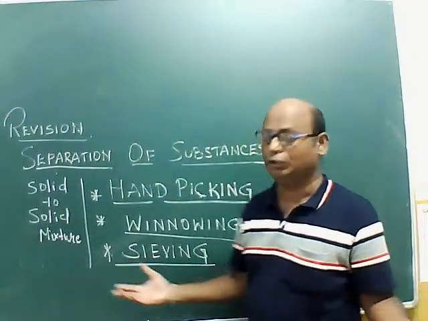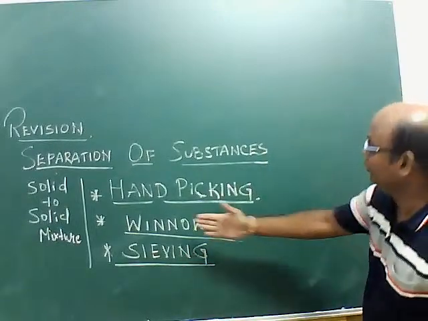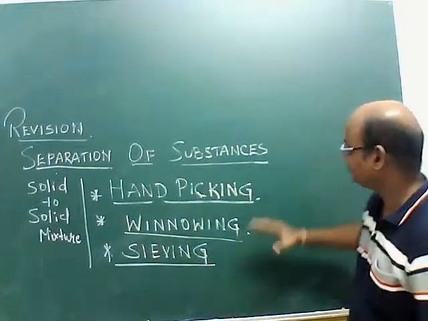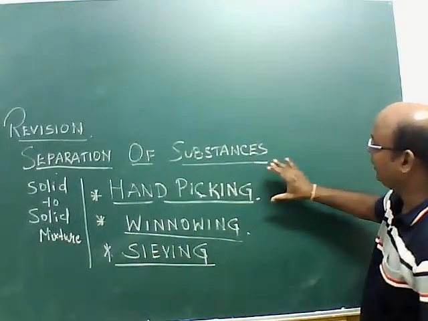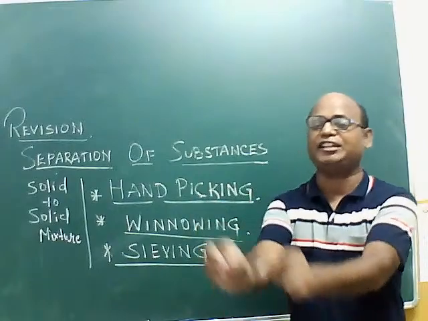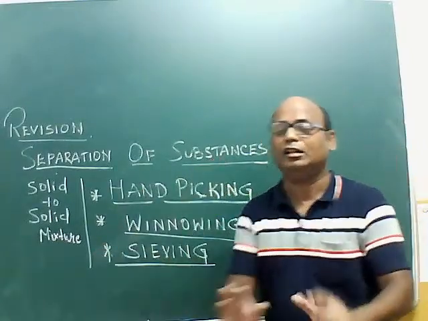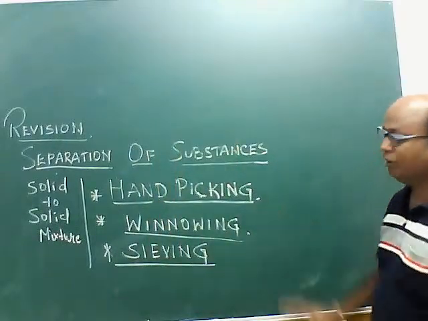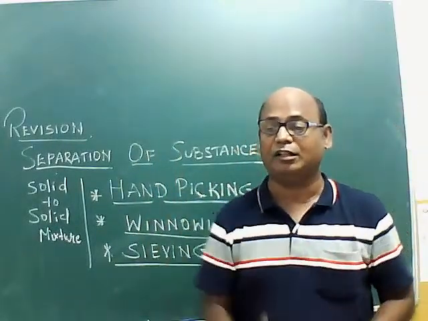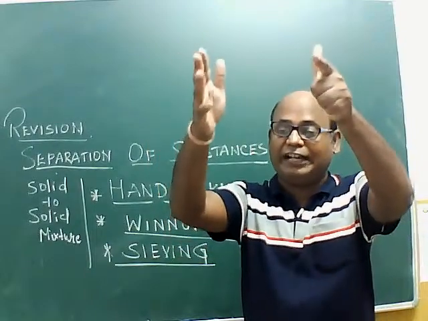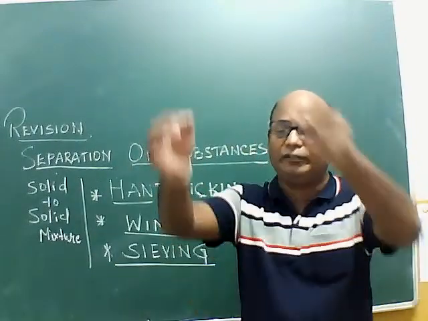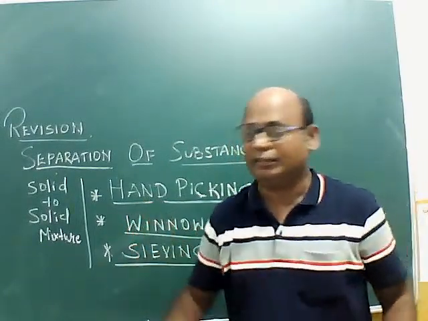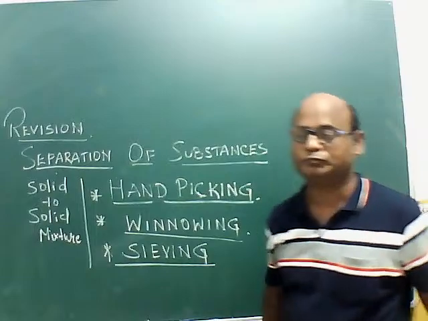Now here also is a very simple method. We have seen that in hand picking we will find differences in size, shape and color, and the undesirable component is present in small amount. Now in winnowing the difference is in weight. One component being lighter is blown away by the wind, and the heavier useful component will fall down into the container. Okay, that is winnowing. Then sieving.